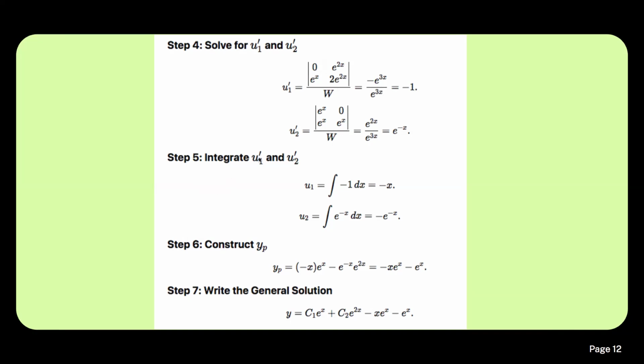Then we integrate u1 prime and u2 prime, which gives us expressions in x and e^(-x) respectively, okay? This is the easy part. Then we construct yp. yp equals u1 y1 plus u2 y2, okay? Then the general solution will be y equals yh plus yp, okay?